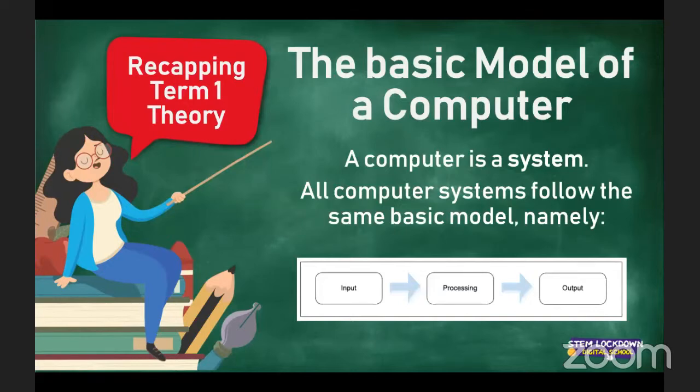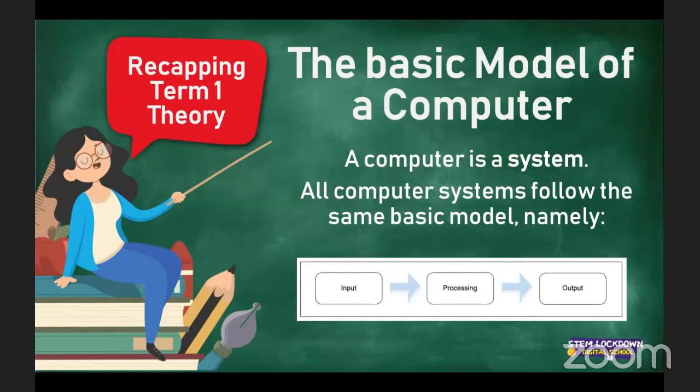A computer is a system. Why? Because it's an arrangement of many parts that work together. These parts are hardware, so the devices, as well as software, so the programs. And all these computer systems follow the same basic model. Essentially, it comes down to input, processing, and output.